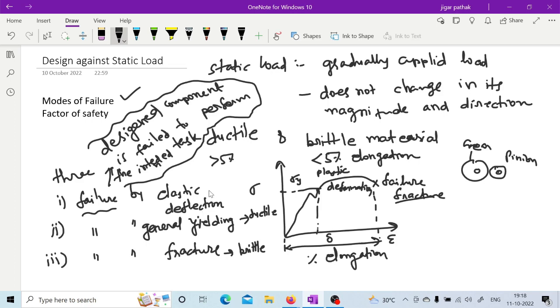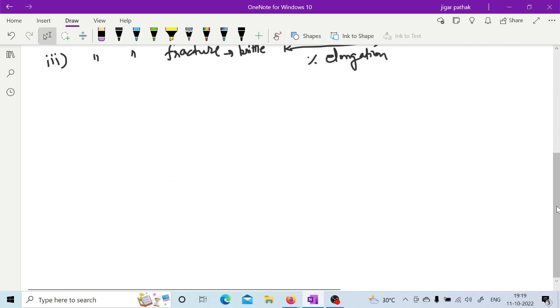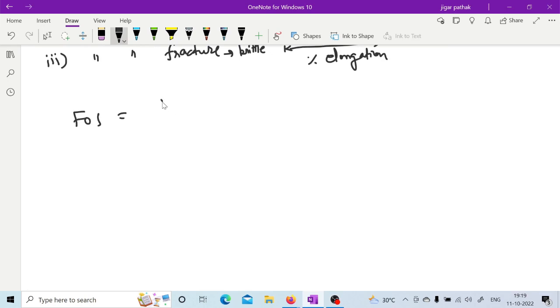Okay. So now once these modes of failure and types of material are clear, then we can go to the factor of safety. So factor of safety is actually given by the failure stress upon the allowable stress.